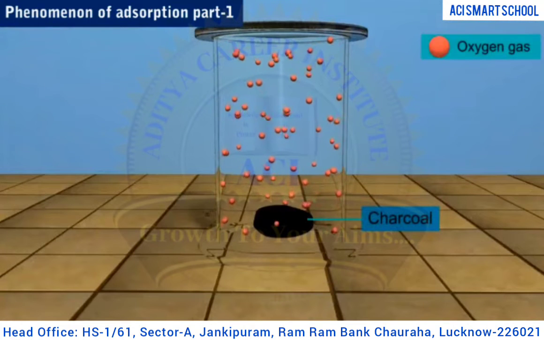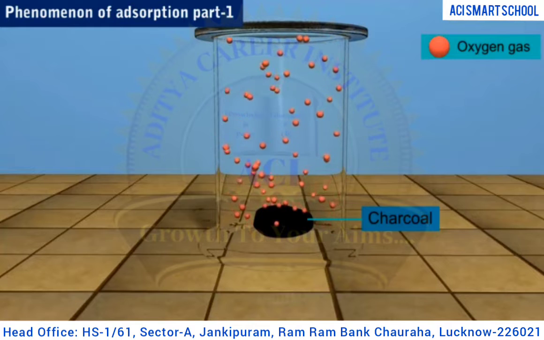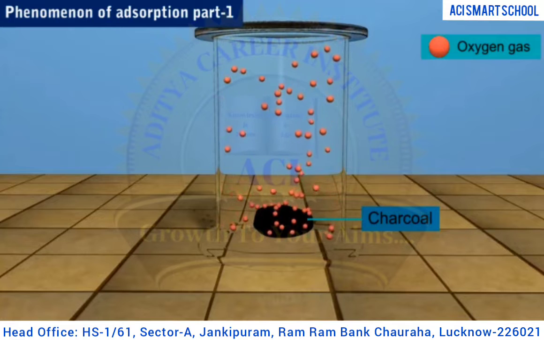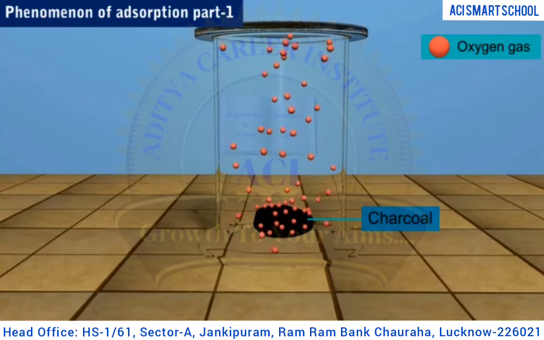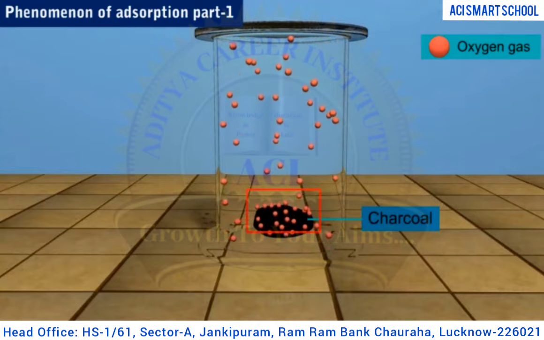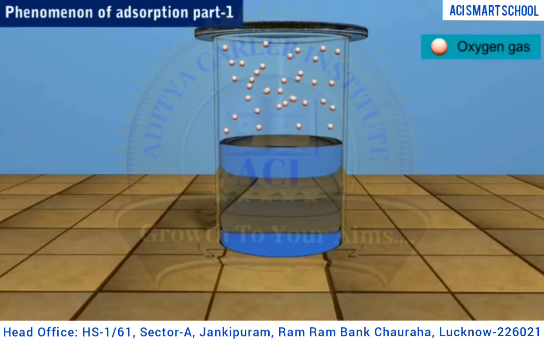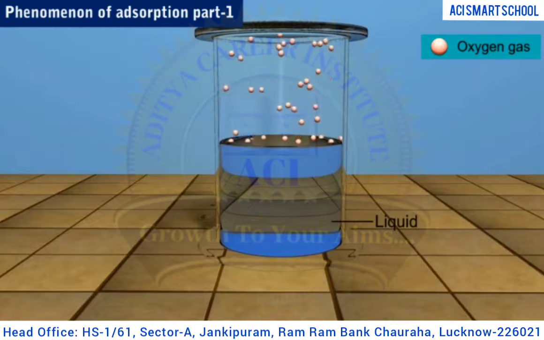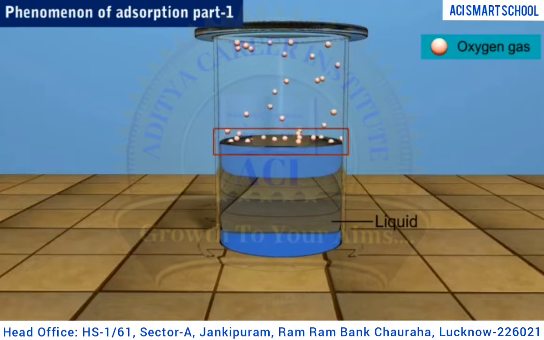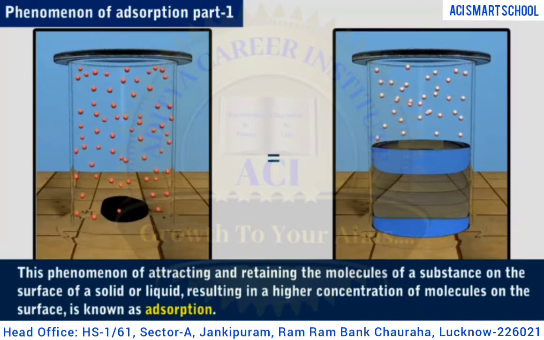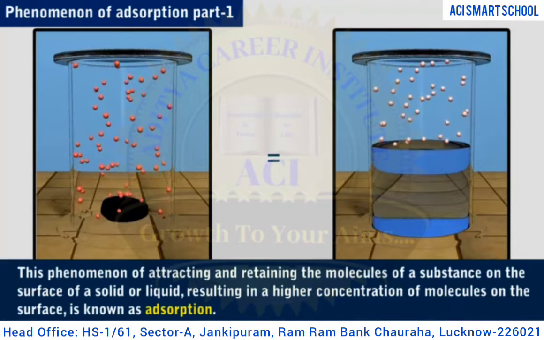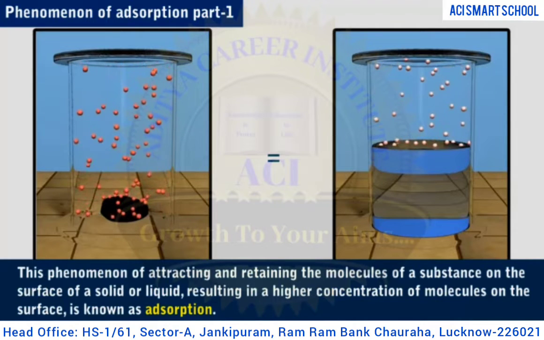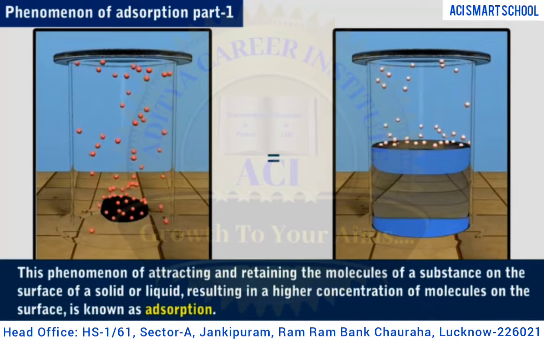If you put solid charcoal in a closed vessel containing oxygen, you observe that oxygen molecules are attracted to the solid surface of charcoal. As a result, the concentration of the gas on the surface of the solid increases. The same happens if a liquid is put in a closed vessel containing gas. The gas molecules will accumulate on the surface of the liquid. This phenomenon of attracting and retaining the molecules of a substance on the surface of a solid or liquid, resulting in a higher concentration of molecules on the surface, is known as adsorption.